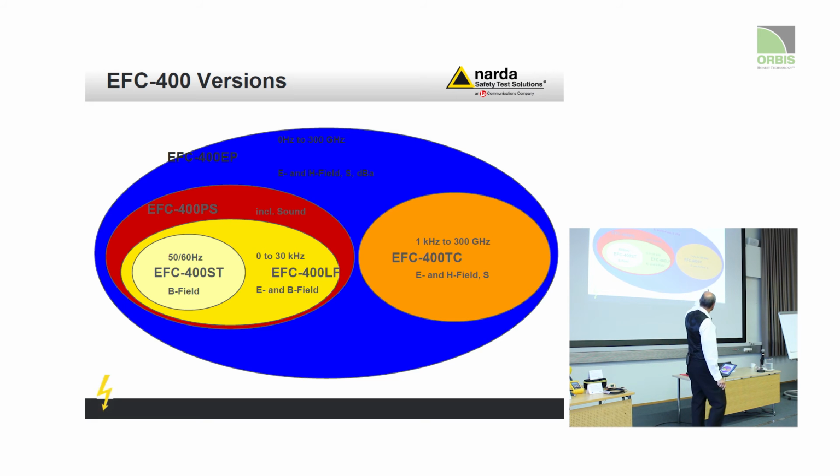Then we have a TC version, so for high frequency, radio frequency simulation, and then some companies even buy the enterprise version. So if you are a utility company, a power transmission company, and you also have mobile systems on your pylons, then of course you might require really simulation from 0 hertz up to 300 gigahertz.